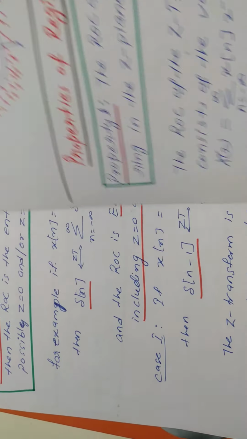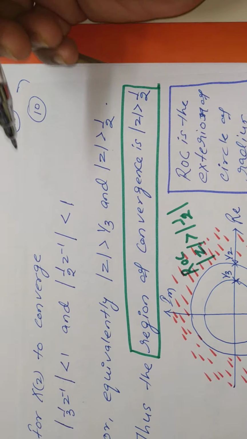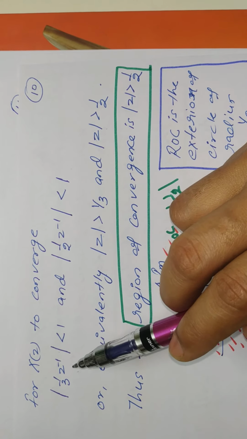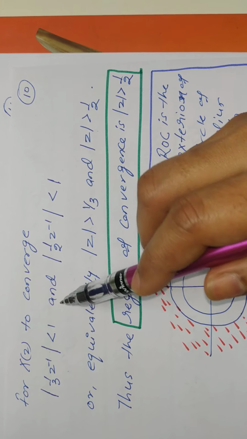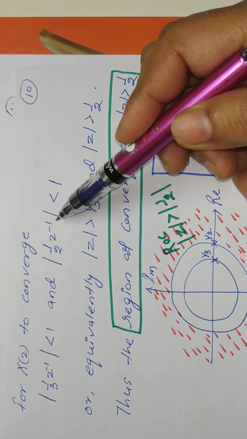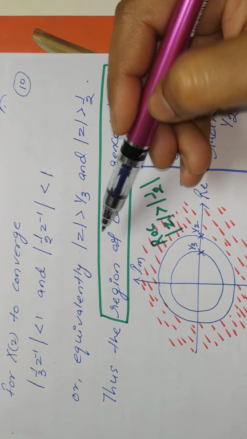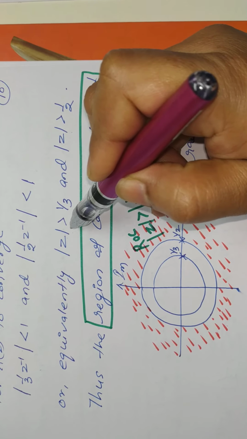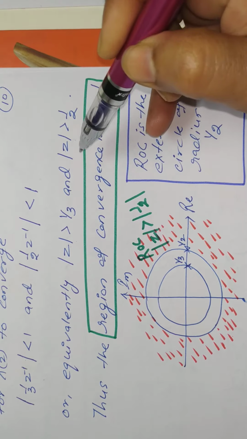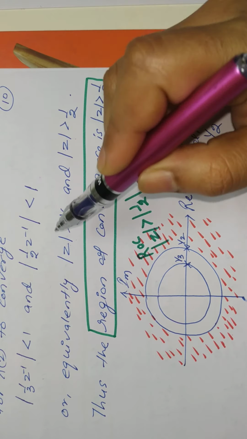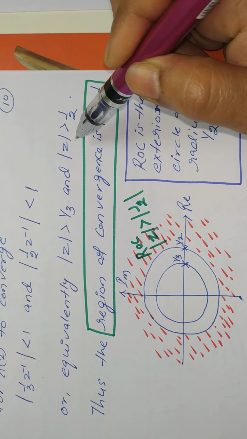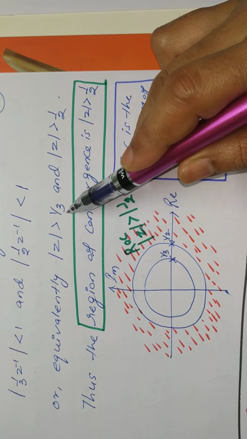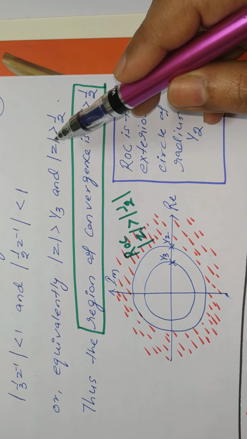Now we will see the ROC of the sequence. For this x of z to converge, we take these individually: mod of 1 by 3 z to the power minus 1 should be less than 1, and mod of 1 by 2 z to the power minus 1 should be less than 1. So we have to take these two parts individually, or equivalently we can say that mod of z should be greater than 1 by 3 and mod of z should be greater than 1 by 2. These two should be satisfied together. Thus the region of convergence will be mod of z greater than 1 by 2, which is common to both.